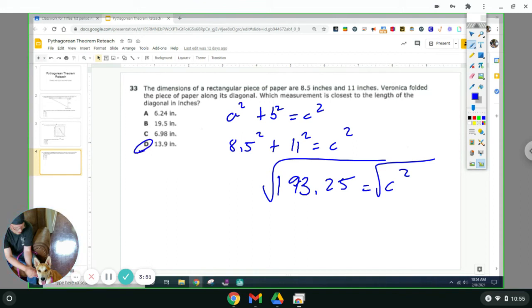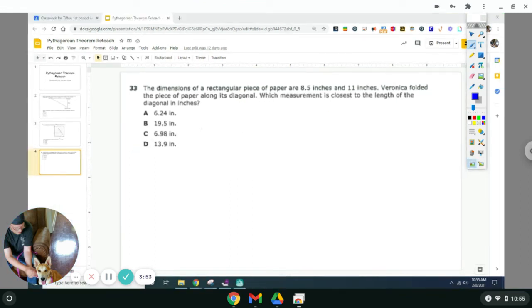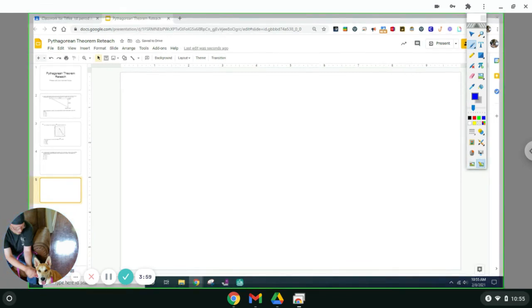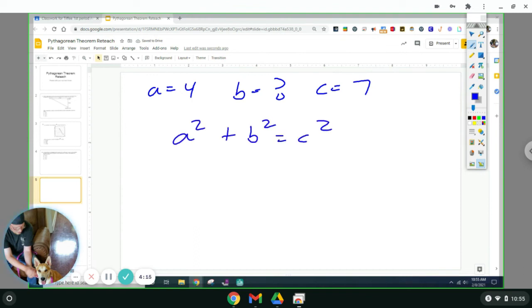Now, let's say that you are given a, which is 4, b you don't know, and c is 7, and you're trying to find b. You still use the formula a squared plus b squared equals c squared. So that'd be 4 squared plus b squared equals 7 squared.